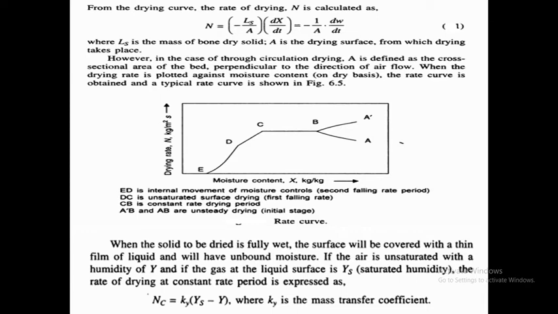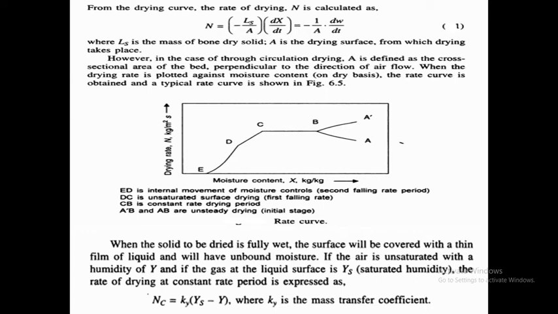So here, removing the proportionality, we add the constant, minus Ls by A. The negative sign indicates the falling rate period. Ls is the mass of bone dry solid, and capital A is the surface area. In the case of through circulation drying, capital A is the cross sectional area of the bed, perpendicular to the direction of airflow. Are you clear or not?